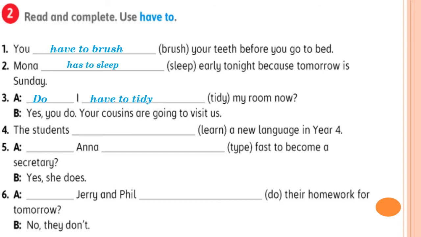Number 4. The students learn a new language in year 4. Now, what do you think the correct answer here? The students have to learn a new language in year 4. Number 5, it's also a question. Pay attention to the question form of the sentences. So the correct answer here is, does Anna have to type fast to become a secretary?